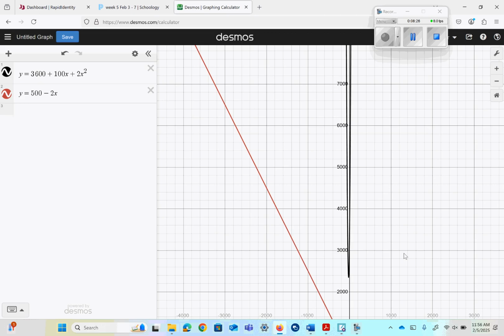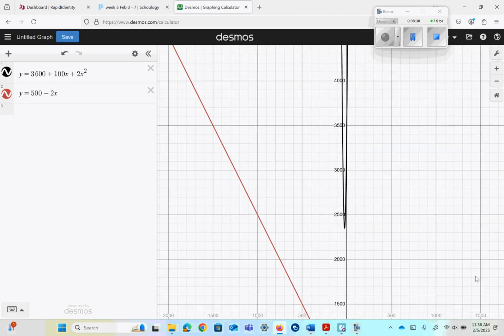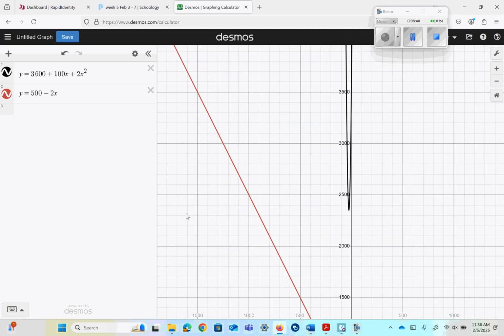Where did we make a mistake here? Find the number of units, break even. I can't find a break even at this point because my graphs will not intersect each other. Okay, we have a parabola that does not intersect the line.